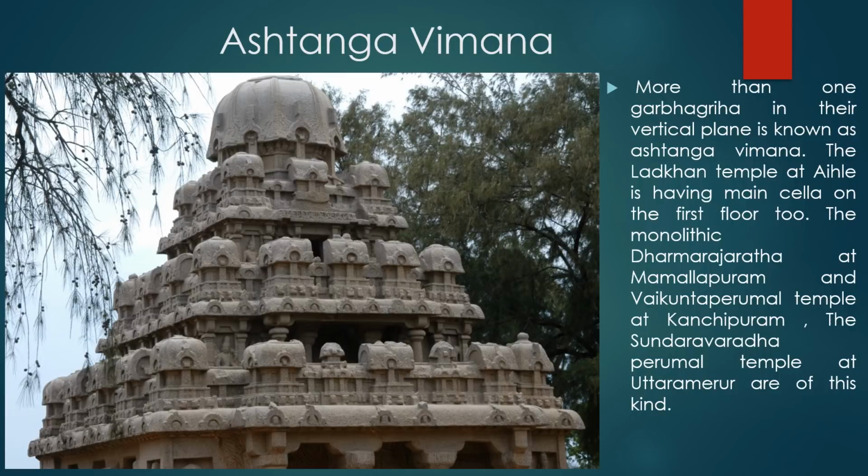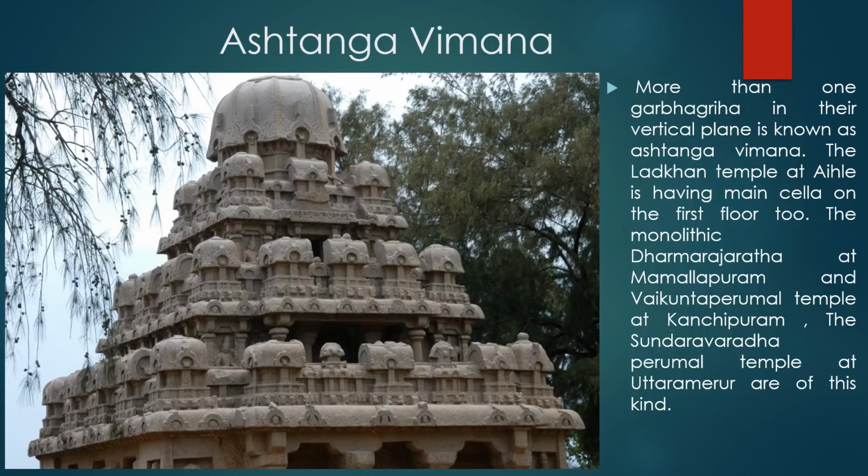This is Astanga Vimana, a kind of Vimana we have in Tamil Nadu. More than one Garbhagriha in the vertical plan is known as Astanga Vimana. The Ladakan temple at Aihole is the earliest example of this kind. It has a main cella on the ground level, and above the Garbhagriha we have another cella. This is the earliest Astanga Vimana type, a Rashtrakuta contribution.